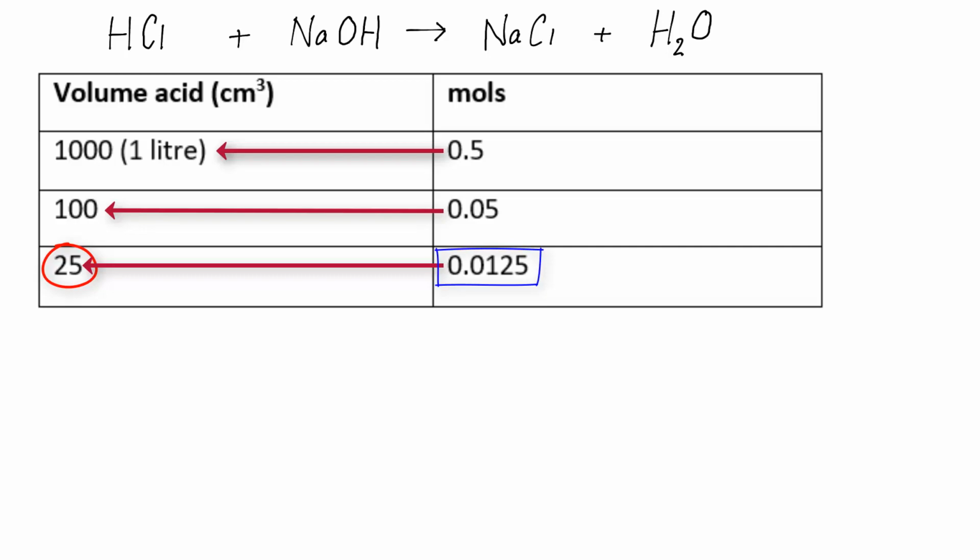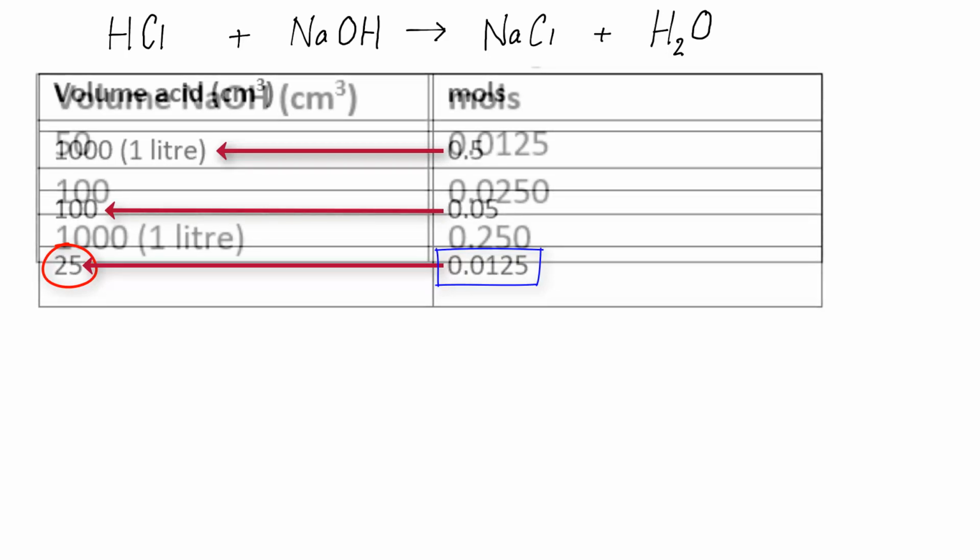And from our equation, HCl plus NaOH produce NaCl plus H2O, you see that the number of moles of acid needed is the same as the number of moles of sodium hydroxide present. It's balanced already. It's a 1-to-1 molar ratio. That means that in the 50 cubic centimetre volume of sodium hydroxide in the flask, there are 0.0125 moles of sodium hydroxide.